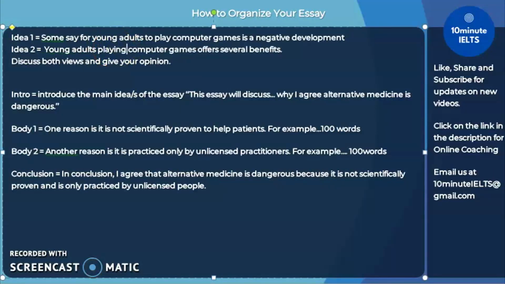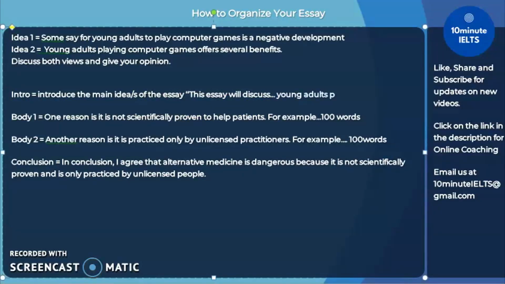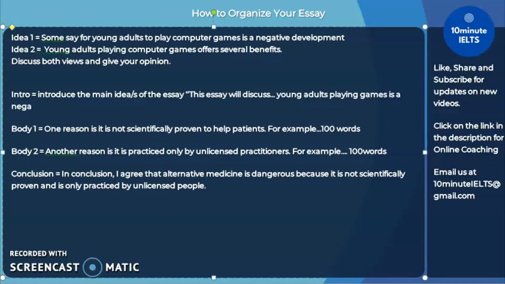In the introduction, again, we just need to talk about what our main topics will be. We could say this essay will discuss why young adults playing games is a negative development. Take note, is this the only topic we need to discuss? Because we need to introduce the main idea or ideas if there are 2 of them. And the second one is, this essay will also discuss why it can have several benefits.